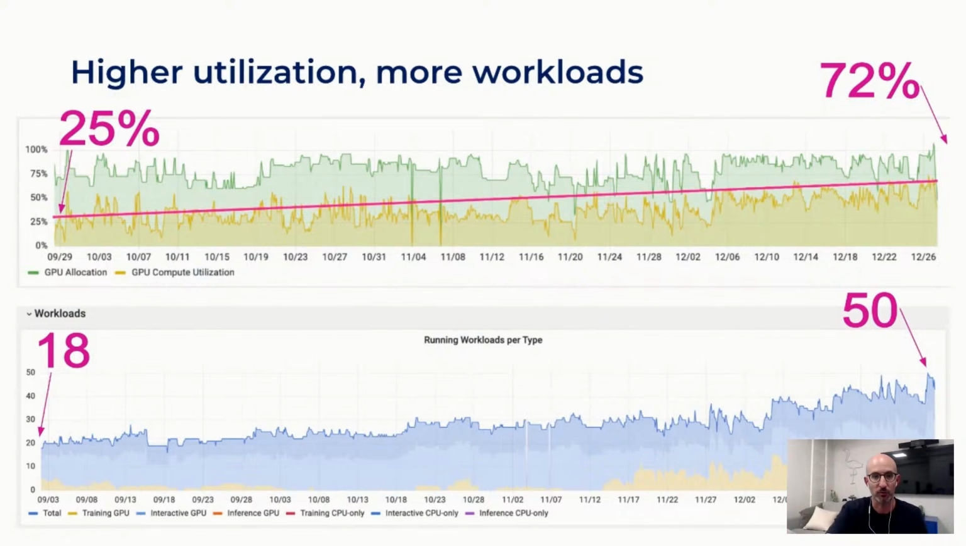People are getting access to more GPUs, and people are actually launching more jobs, right? More experiments on that shared cluster. So in terms of number of workloads, we also see this trend of more and more workloads being run on the same infrastructure, on the same resources. In this case, almost 3x more jobs being launched in a matter of a few weeks.